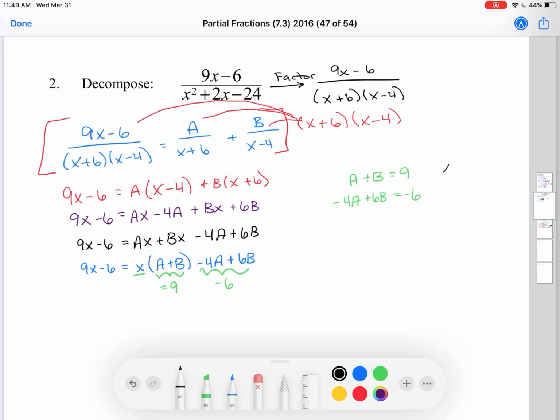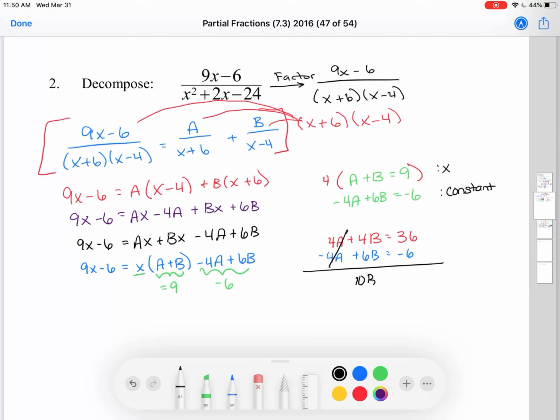Again, if you need to label them, please do. This is my x, this is my constant. That way you know which one you were talking about. And now we do elimination. So here I'm going to eliminate my a's simply because one's positive, one's negative. That's the only reason why I'm choosing to do one over the other. So that gives me 4a plus 4b equals 36. And a negative 4a plus 6b equals negative 6.